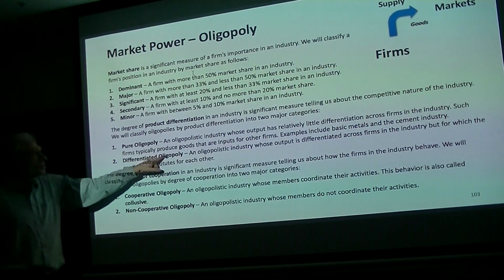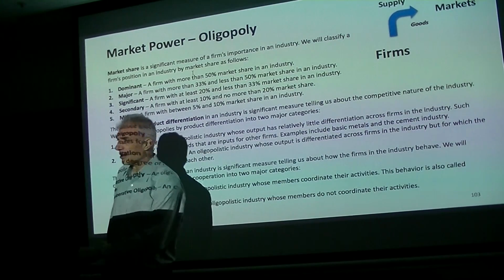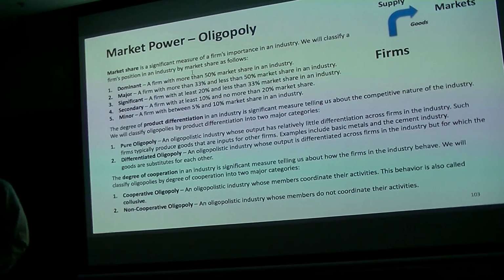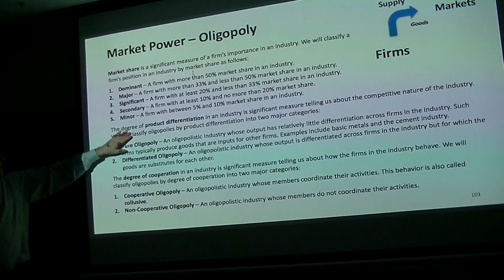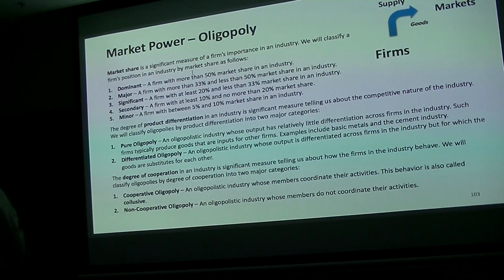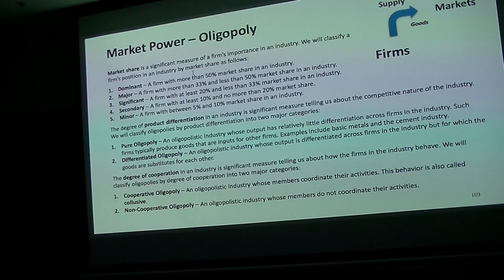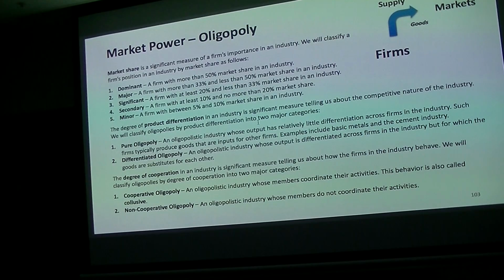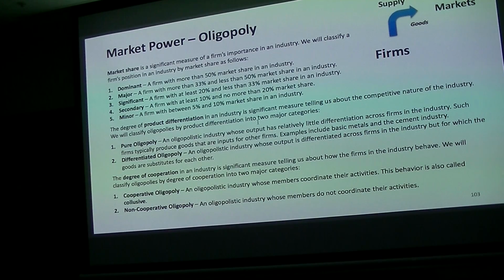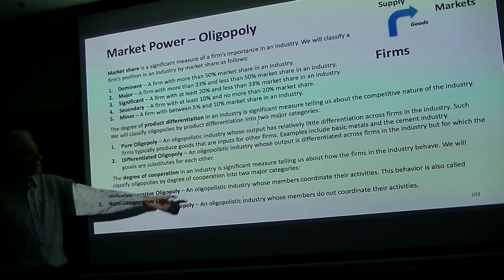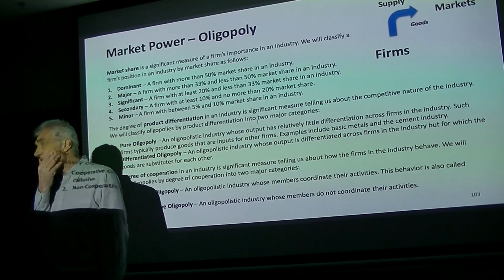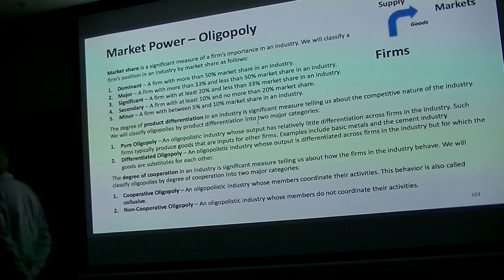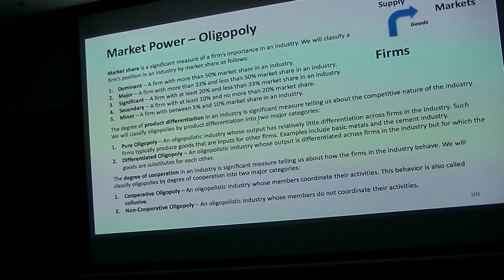Those are typically firms that produce goods that are inputs for other firms. So those are what we would call more basic industries. I'm giving the examples there: industries such as basic metals, and I mentioned cement earlier. Cement is another very good example of that. Basic industry, basic metals.